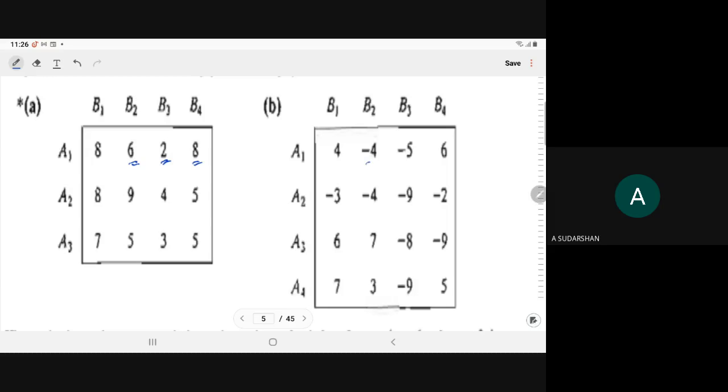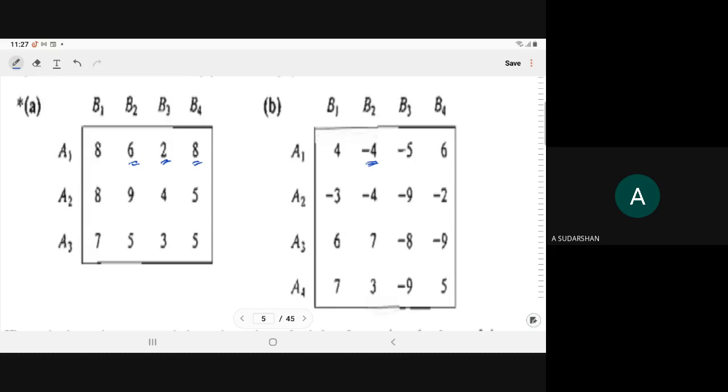Whenever we have a minus, what does the minus signify? That A is losing. If it is given to you as the payoff matrix of player A, the minus signifies that A is losing, plus signifies that A is gaining.